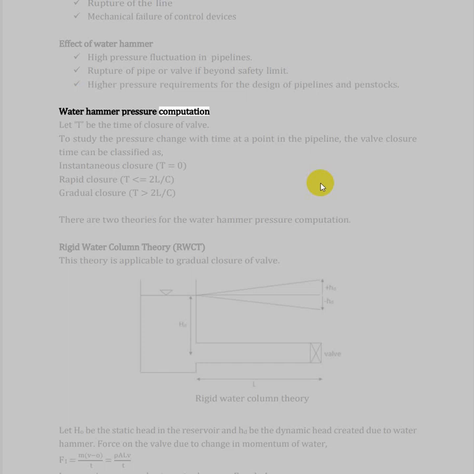Water hammer pressure computation. Let T be the time of closure of the valve. To study the pressure change with time at a point in the pipeline, the valve closure time can be classified as instantaneous closure, T = 0; rapid closure, T ≤ 2L/C; gradual closure, T > 2L/C.